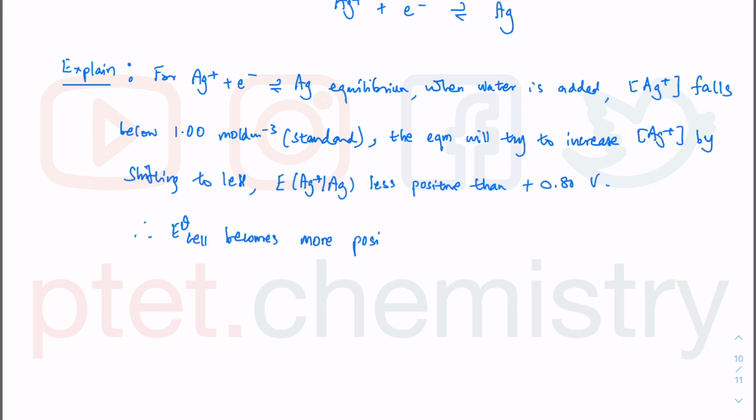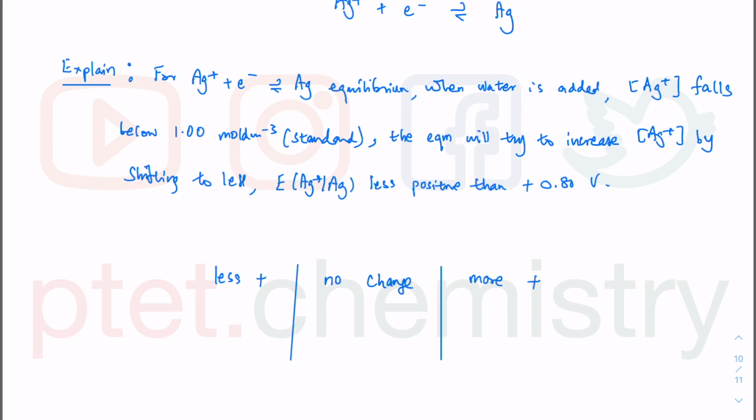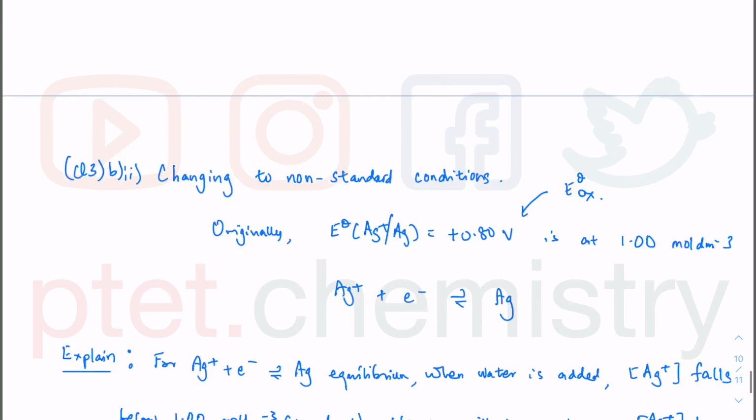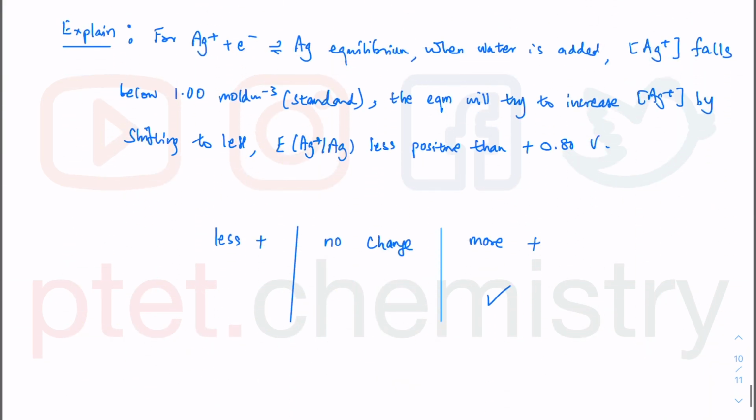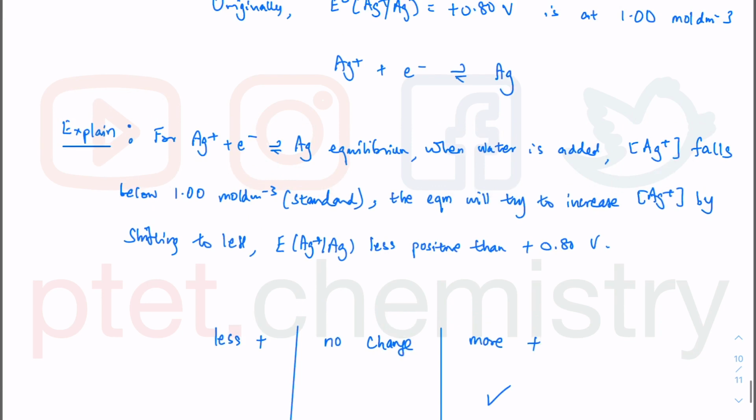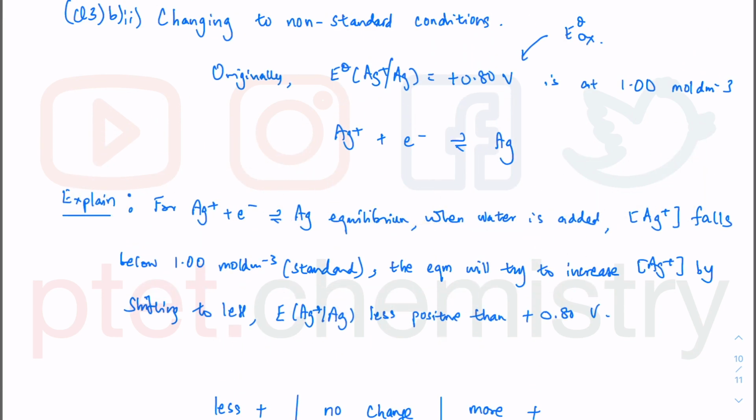So I don't really need to write this last statement. In fact, it was just a tick in the box. So it was less positive, no change, and more positive. Among the three changes, I will get more positive as a result of taking away something which becomes smaller. Something positive minus something smaller, less positive, will become more positive. This is just the idea of the Nernst equation, but without writing down the expression. This is the qualitative explanation based on Le Chatelier's principle.